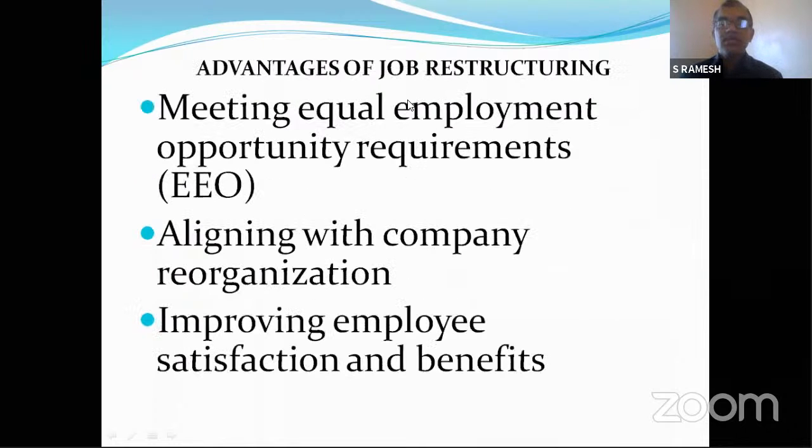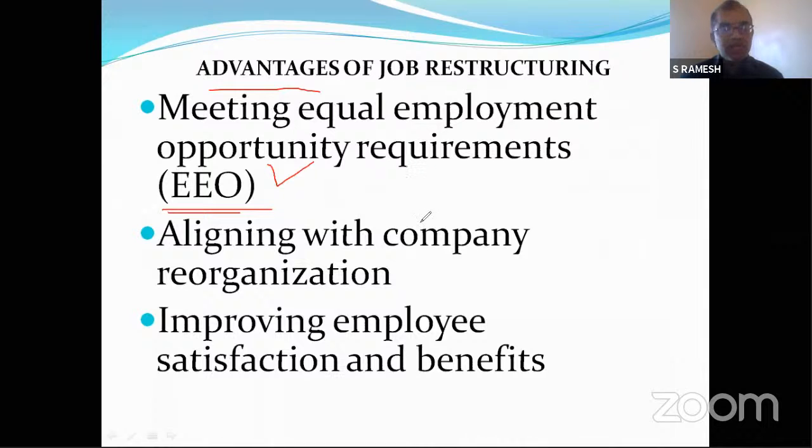And advantages of job restructuring. What are the advantages? What are the benefits? Meeting equal employment opportunity requirements. Sometimes you may promise an employee, this month you work here, next month I will promote you. So in order to meet EEO requirements, equal employment opportunity, this month you work here, next month I will make you work in that department. You may give a commitment to an employee. So in order to meet the requirements, job restructuring is a must.